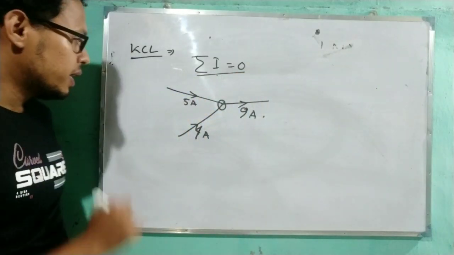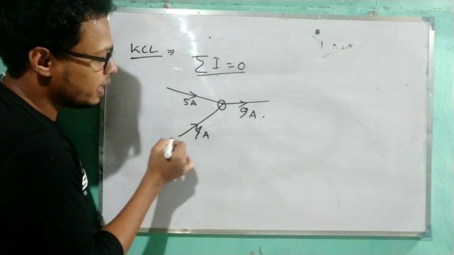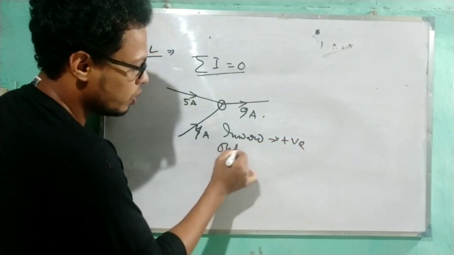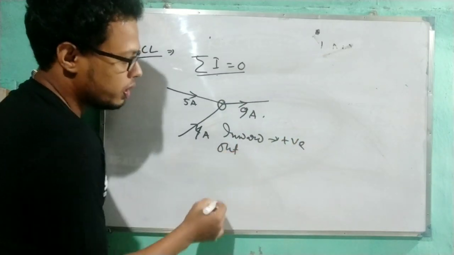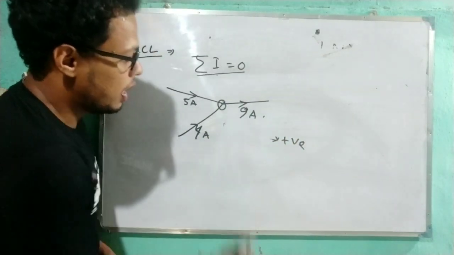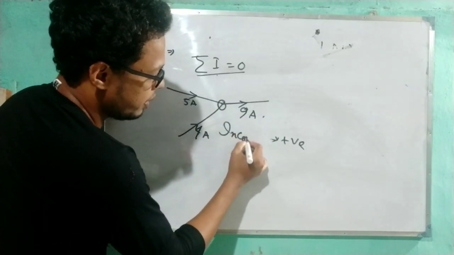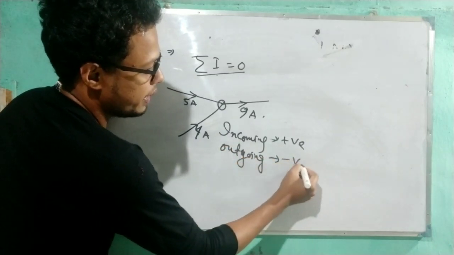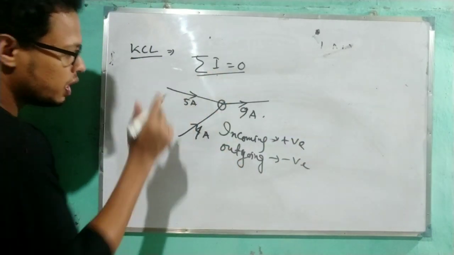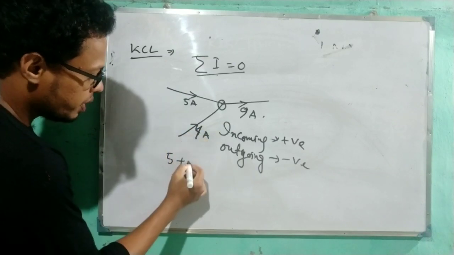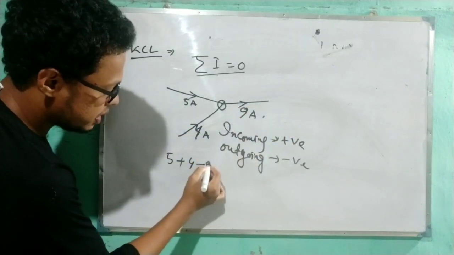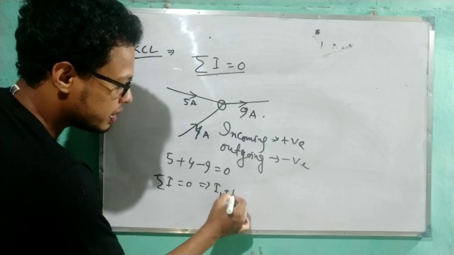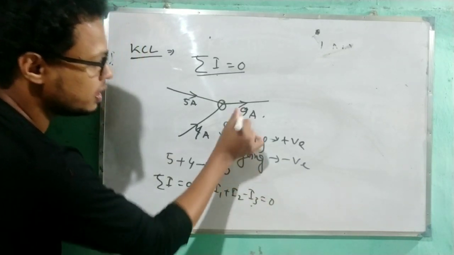What is the meaning? See, if we consider this inward current as positive, take inward current positive and outgoing or outward current negative. That's why I am writing over here incoming and outgoing. This will be better. Incoming plus and outgoing will be minus. Now look, summation of I: this is incoming current, so plus 5, this is incoming current 4, this is outgoing current minus 9, that will be 0. Means we can say that summation of I equals 0, or I1 plus I2 minus I3 will be 0, where I3 is the outgoing current.